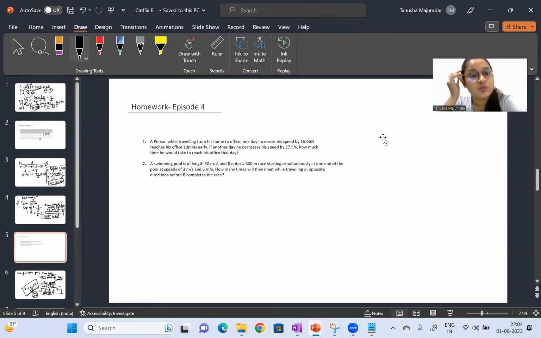I hope this lesson was useful. These are the two homeworks that I have for you. Again, it's similar. One is a circular race problem, and one is a generic time speed distance problem. And one of them is definitely a CAT question.